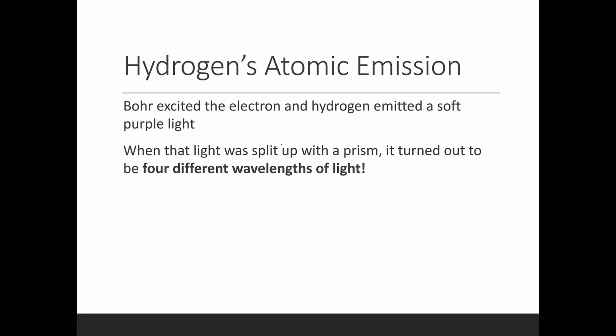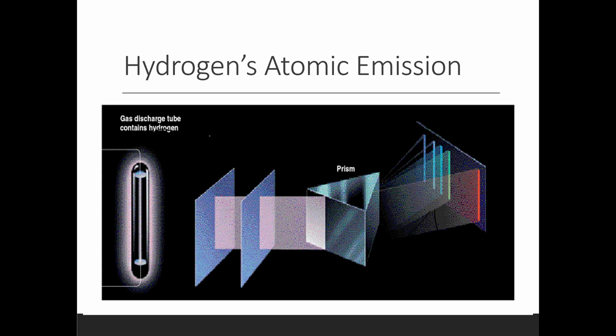He excited that one pesky electron in hydrogen, and he saw that it emitted a very soft purple, almost lavender light. And when that light was split up with a prism, just like when white light goes through a prism and it breaks into the whole rainbow, Roy G. Biv, he saw that it actually split into 4 different wavelengths of light. So here's a picture of what that looked like. We've got the soft purple glow from hydrogen. We've got it being split up in a prism. This actually shows 5.